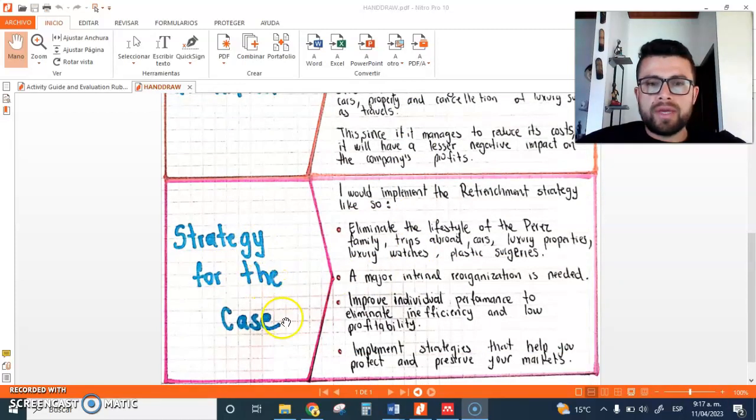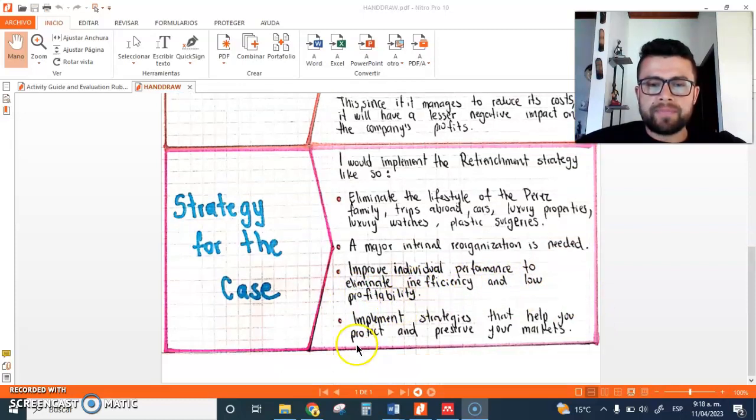Strategy for the case. I will implement the retrenchment strategy like so. First, eliminate the lifestyle of the parent family: trips abroad, cars, luxury properties, luxury watches, and plastic surgeries. A major internal reorganization is needed. Improve individual performance and eliminate inefficient and low-profitability areas.